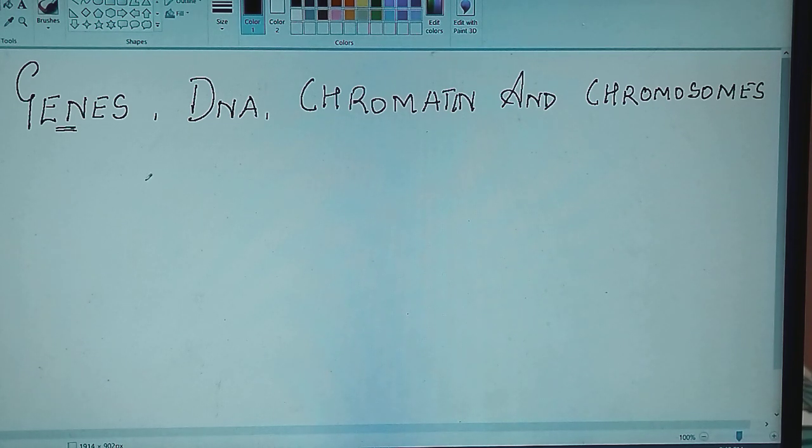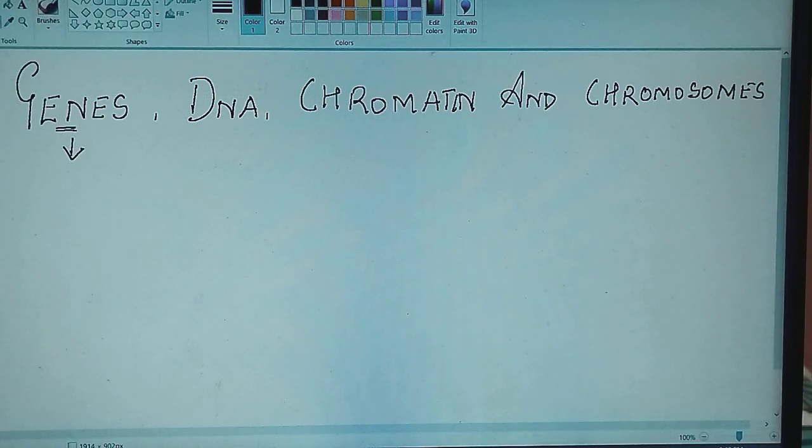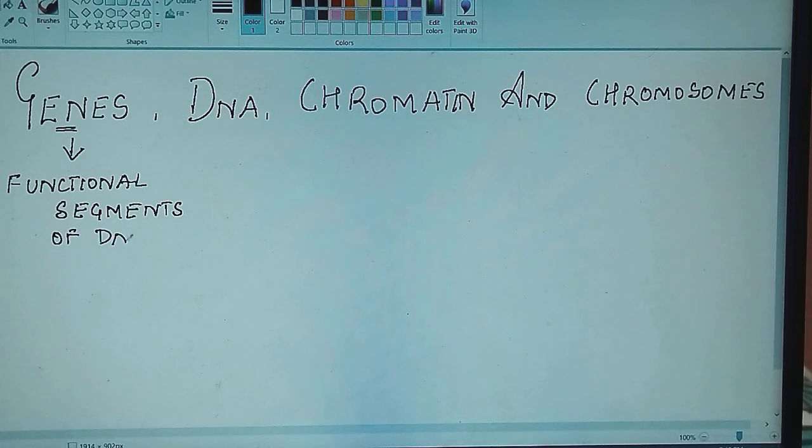Let's take a DNA fragment. Okay, before that let me tell you what genes are. Genes are basically called the functional segments of DNA. Okay, so basically genes are found inside the DNA.